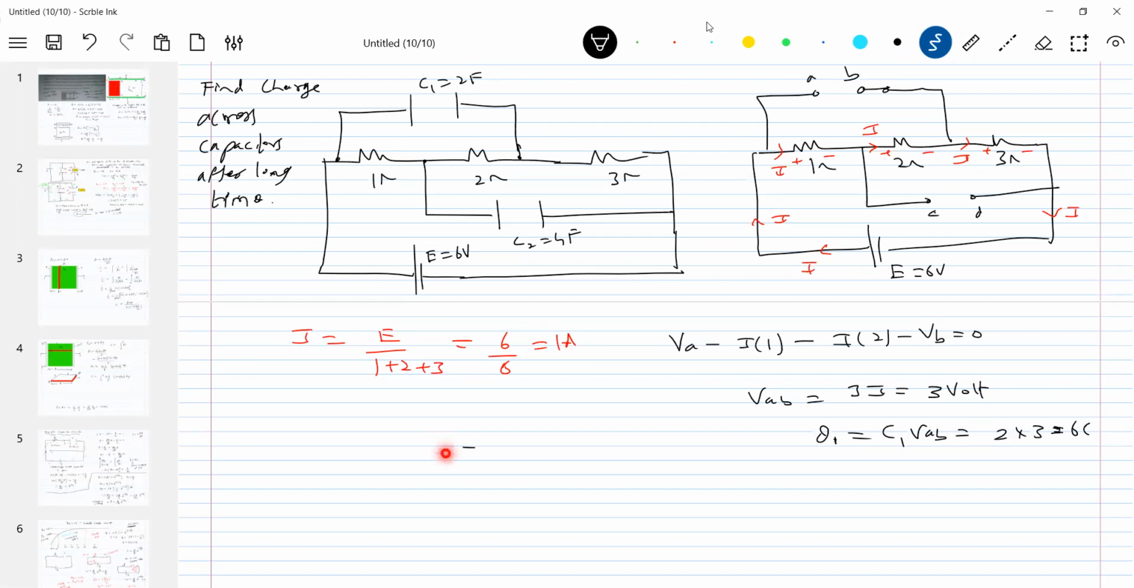Similarly, VCD we will find out. Writing the loop equation is a very important part of this discussion. So you'll even get the polarity also. You need not bother about anything. 5I, this will be 5 volt. Then what is the charge? C2 into VCD. This will be 4 into 5, 20 coulombs.